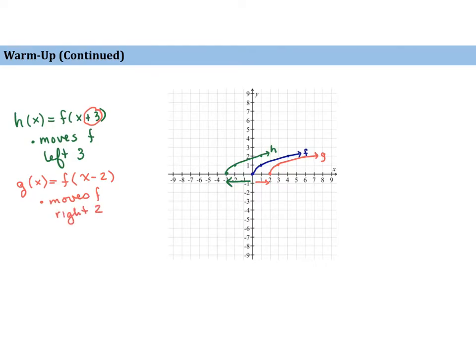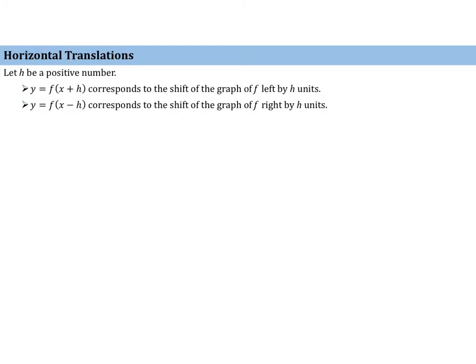So we see the subtraction of 2 is a movement right 2 units. So we can put this together and obtain a rule. If we're adding a value to our input before applying our parent function, then it's a horizontal translation, and an addition of a value will move it left h units, whereas a subtraction in our inputs moves us right h units.